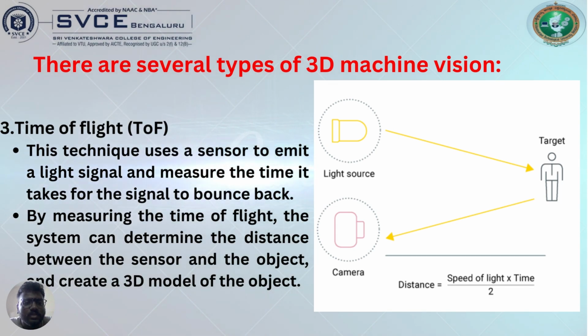This technique uses a sensor to emit a light signal and measure the time it takes the signal to bounce back. By measuring the time of flight, the system can determine the distance between the sensor and the object and create a 3D model of the object, where we can see in the image the light source is hitting the target and the same is received by the camera. So using this we can measure the distance of the target on the assembly line.